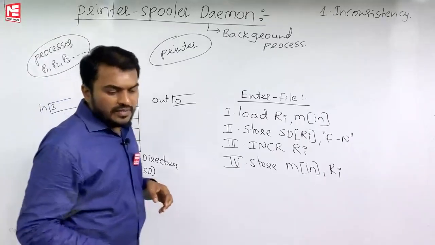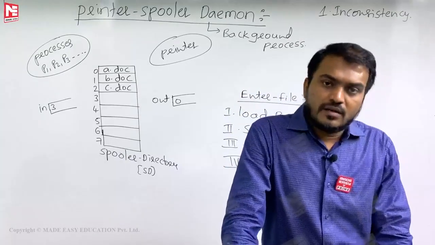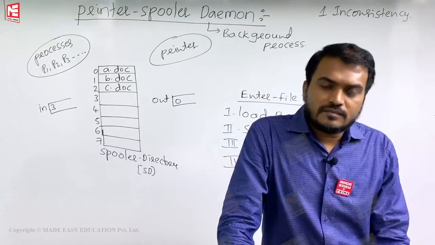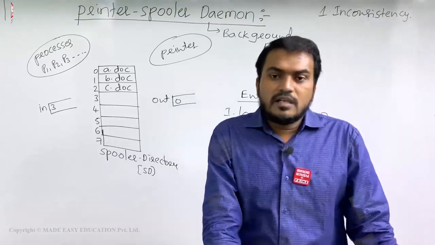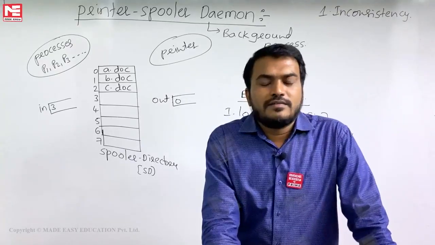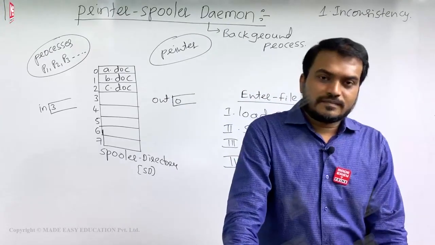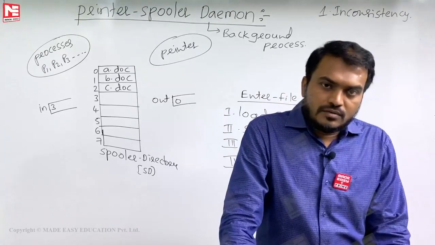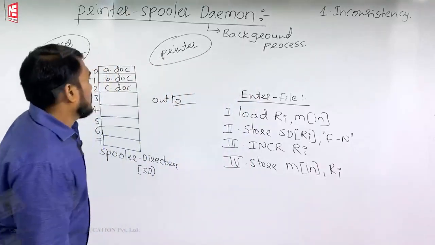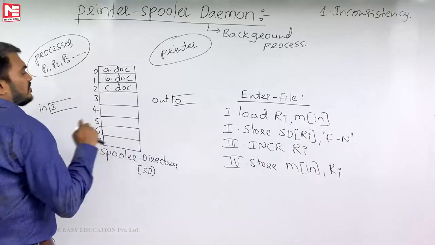Note down: out is a variable used by the printer to identify from where it has to print the document. So that is about the out variable. Understand here, that is about the in and out variables.